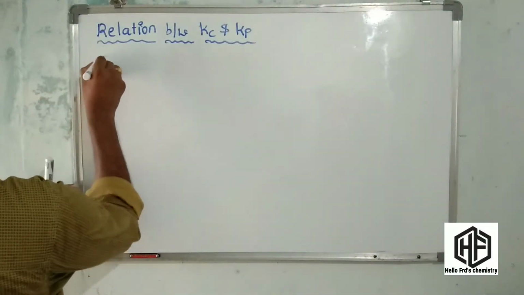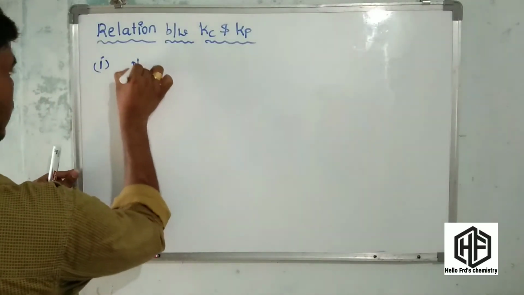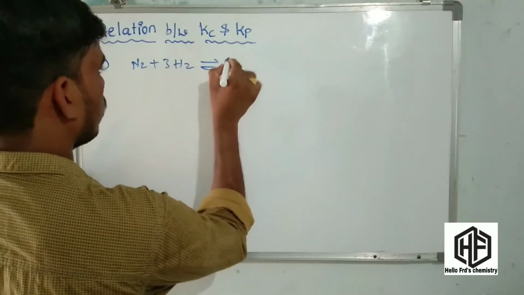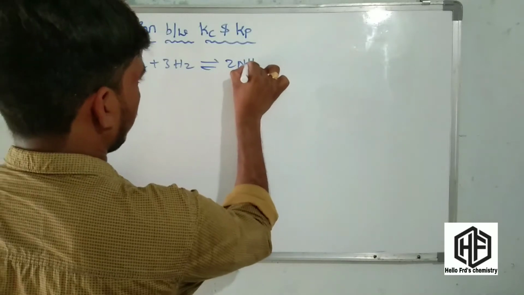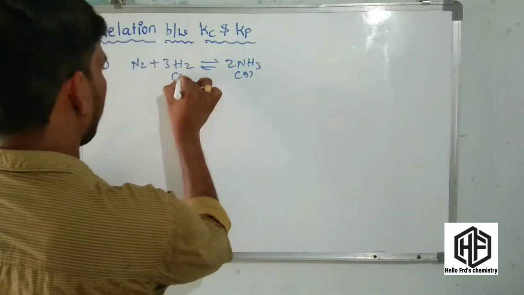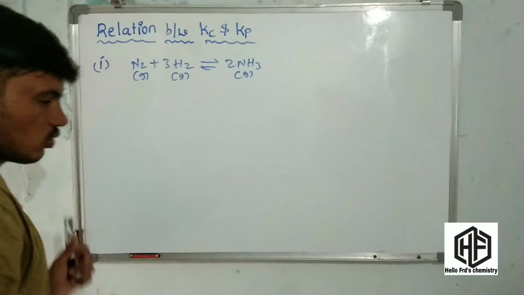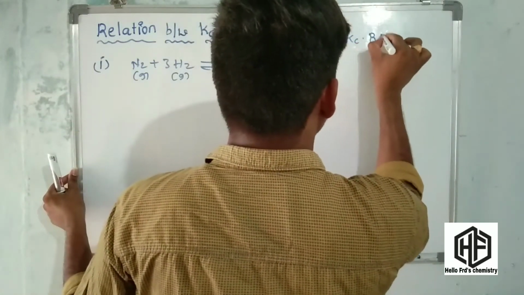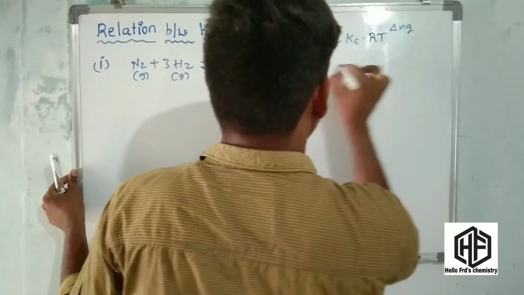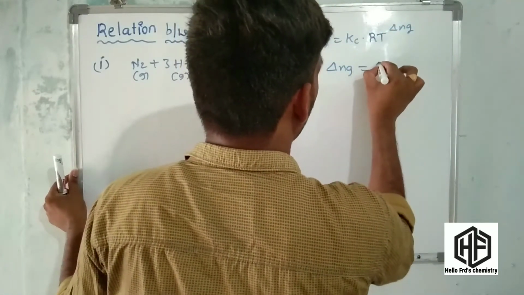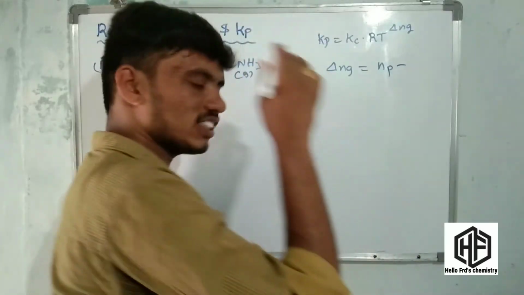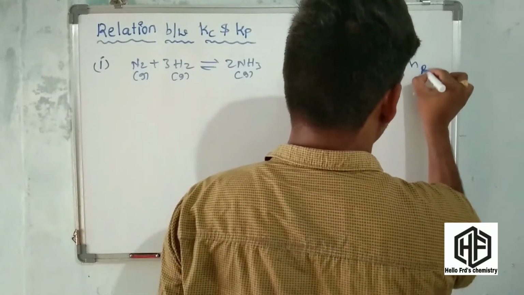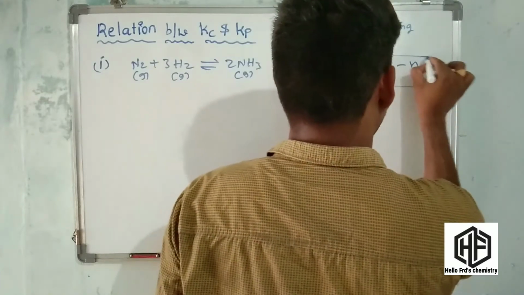Friends, first example is N2 plus 3H2 gives 2NH3. This is gases and gases and gases. So what is the relation? Kp is equal to Kc into RT power of delta Ng. Now delta Ng equals the number of gaseous molecules of products minus the number of gaseous molecules of reactants. This is the concept.